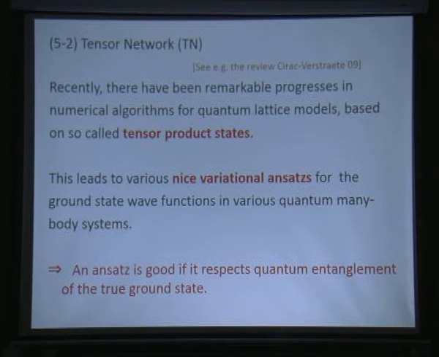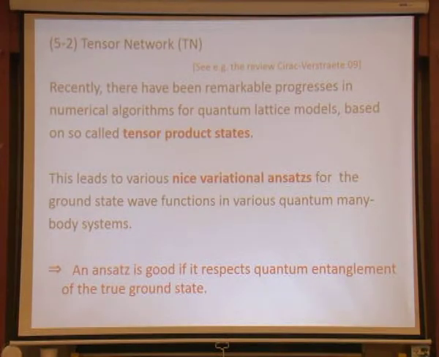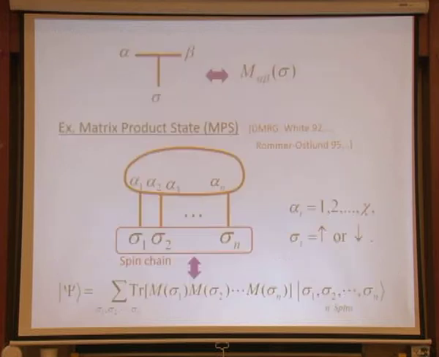But there is a nice way to find nice ansatzes for the variational calculation. And then people found that an ansatz is nice if it respects the quantum entanglement structure of the quantum ground state. So the explicit construction is quite graphical. And this is just a graphical way to represent a wave function.